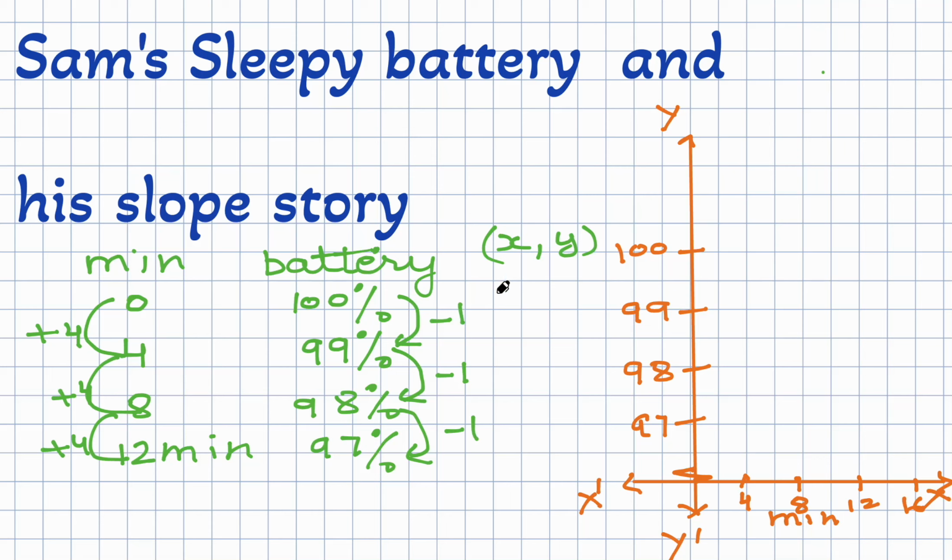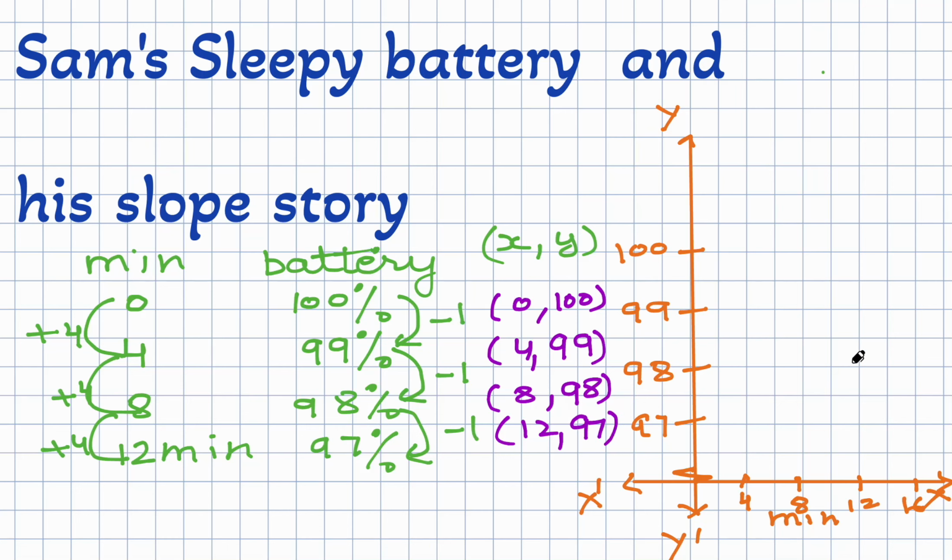Now let's come back to write the coordinates. So for 0 minutes, it's 100. For 4 minutes, it's 99. For 8 minutes, it's 98. And for 12 minutes, it's 97. Let's plot them on the Cartesian plane.